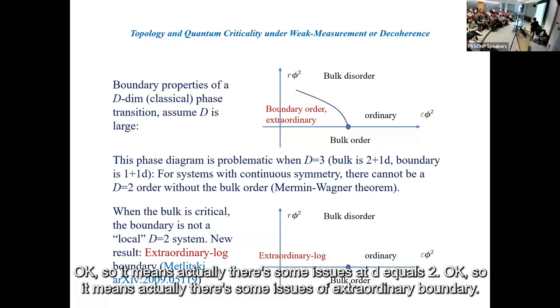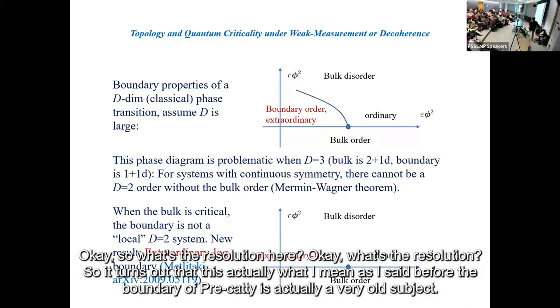So it means there's some issue about the extraordinary boundary. There's a Mermin-Wagner theorem which says that the O(n) vector cannot order spontaneously in two dimensions without the bulk being ordered. So what's the resolution here?